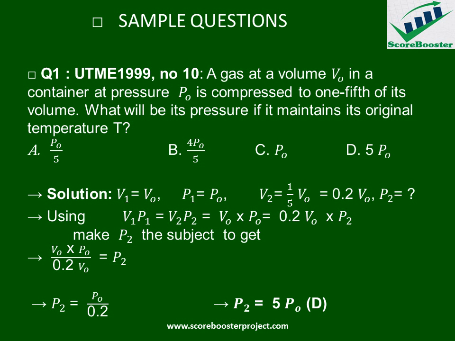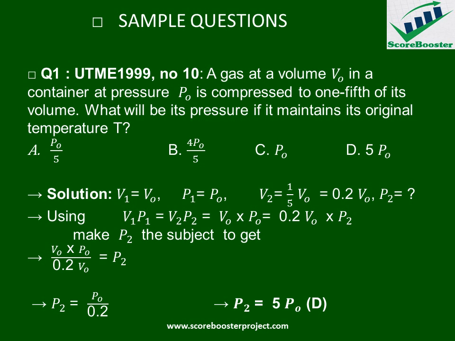Now on to sample questions. The first question we shall be considering comes from 1999, number 10. The question goes thus: a gas at a volume V naught in a container at pressure P naught is compressed to 1/5 of its initial volume. What will be its pressure if it maintains its original temperature T? Option A is P naught over 5. Option B is 4P naught over 5. Option C is P naught. Option D is 5P naught.